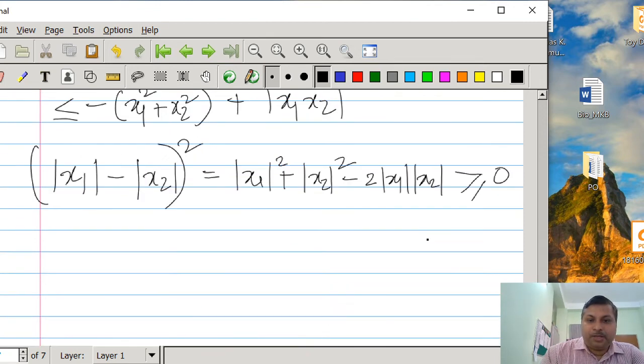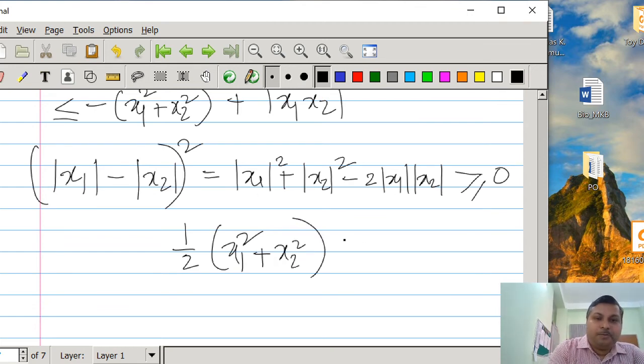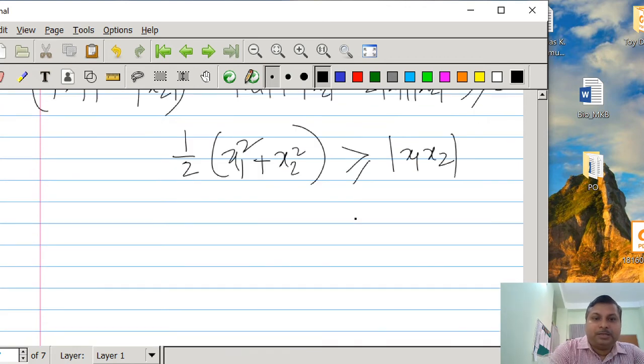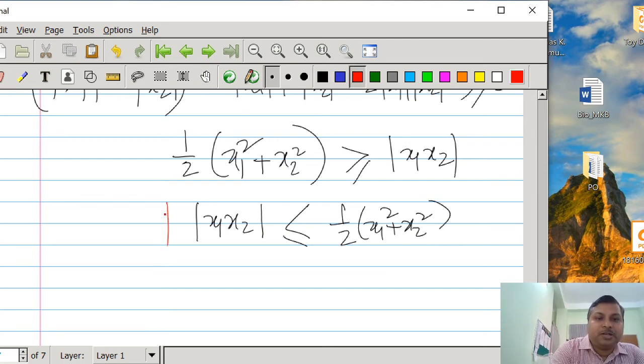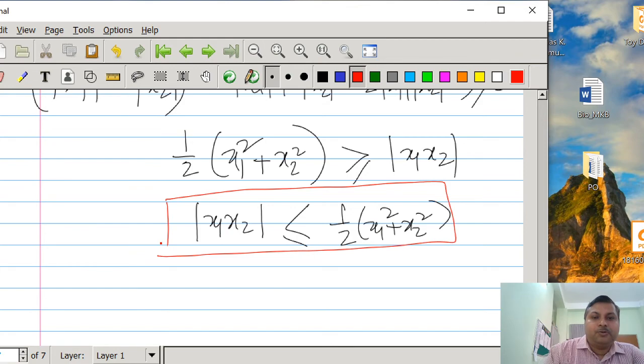Now from here we can see that half of x1 square plus x2 square, because the modulus can be removed as it is a square, is obviously greater than or equal to mod of x1 x2. Or we can say that mod of x1 x2 will always be less than or equal to half of x1 square plus x2 square. So we will use this relation in the above case to decide about this.